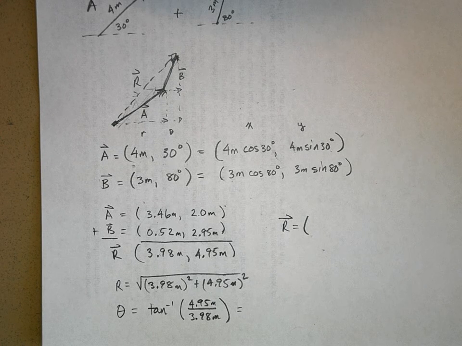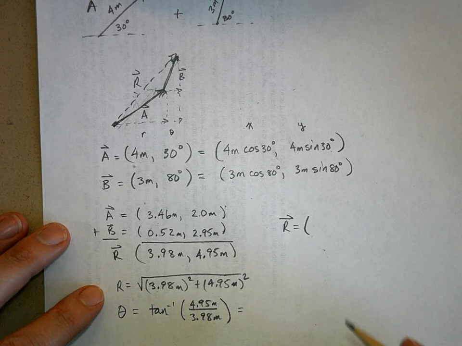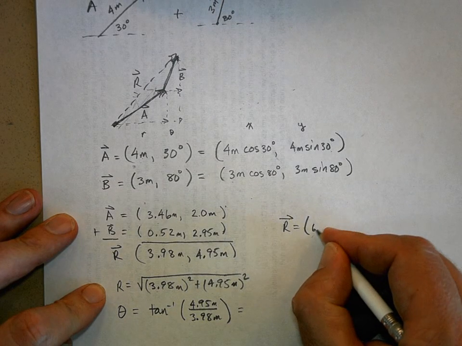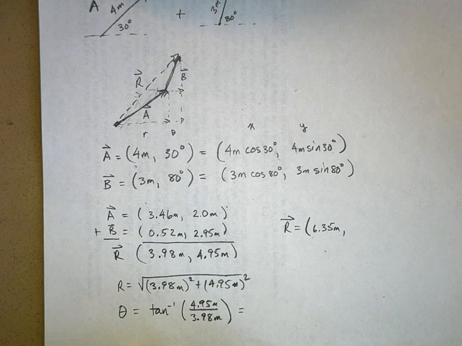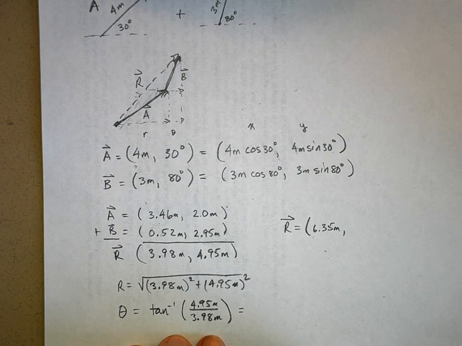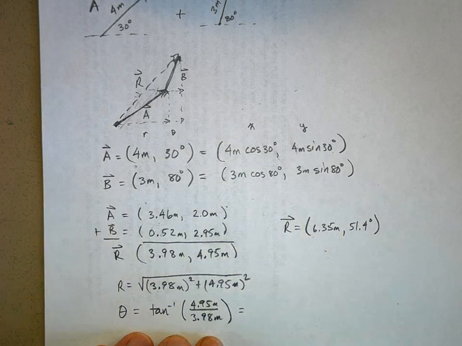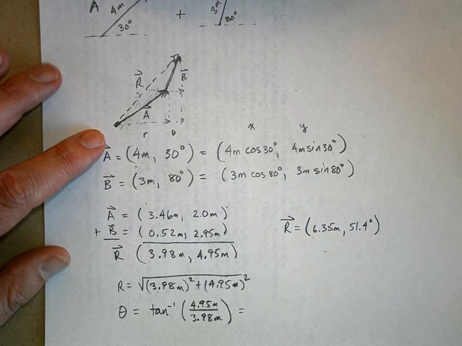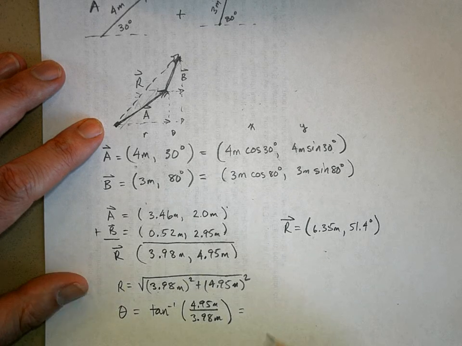But what do I get for R? 6.35. Okay, 6.35. And anybody got theta yet? 51.4 degrees. Does that look reasonable based on my drawing? Yeah, that's about right. So there you go.